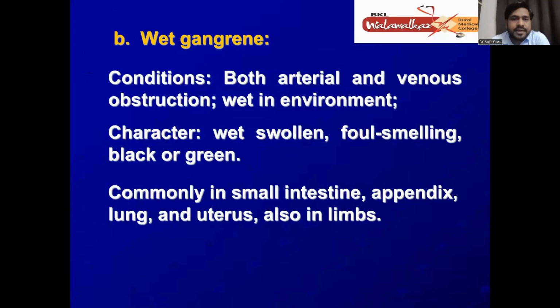Now the next type of gangrene is wet gangrene. Here there is both arterial and venous obstruction, and a wet environment. So in dry gangrene there is only arterial obstruction, but in wet gangrene there is both arterial as well as venous obstruction. Characteristic features: it is wet, swollen, foul smelling, black or greenish in color. Commonly seen in the small intestine, appendix, lungs, uterus, and also in the limbs.